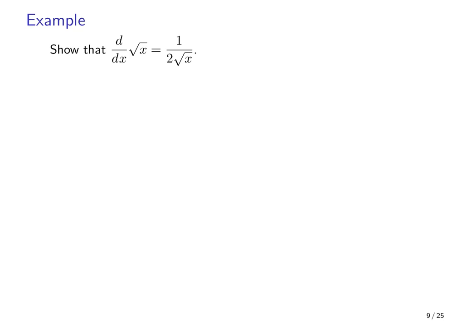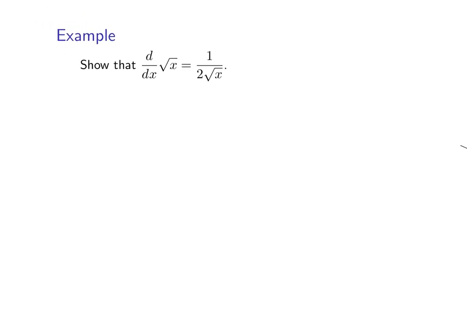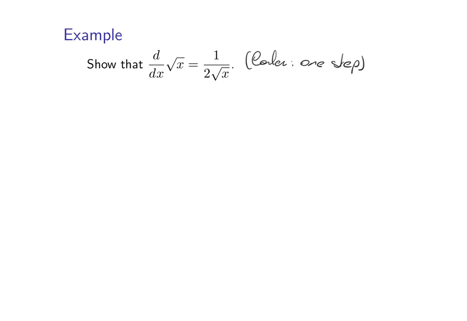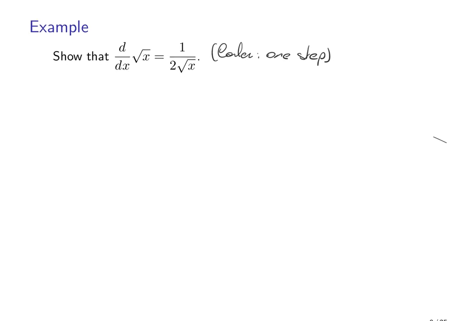Now let's do an example of that. So here we have to show that the derivative of the square root function is 1 divided by 2 times the square root. This is also the kind of calculation that later on we will do in one step. But for now, let's use the definition and let's figure out if we can really show that it works out to be that.